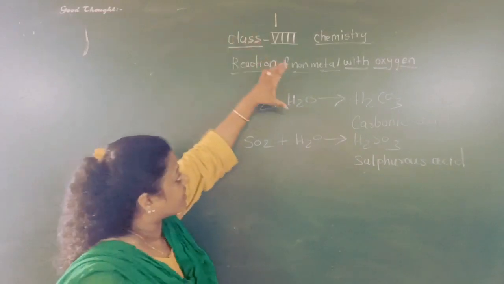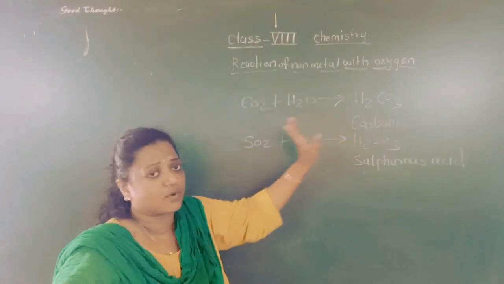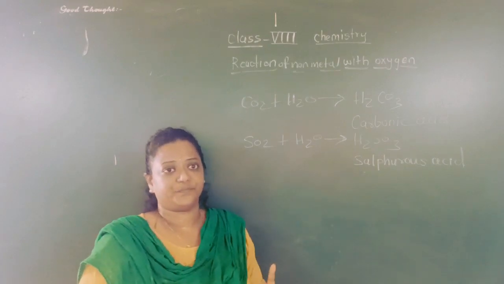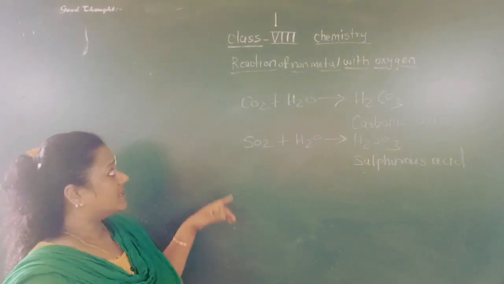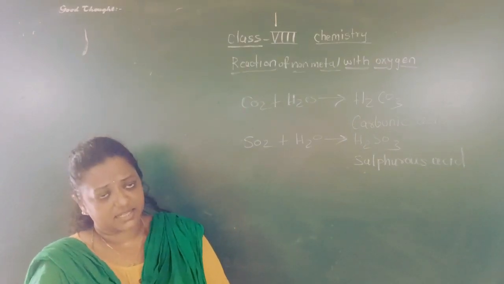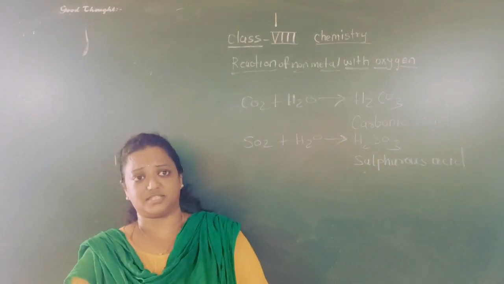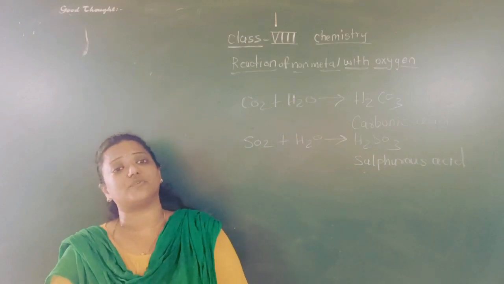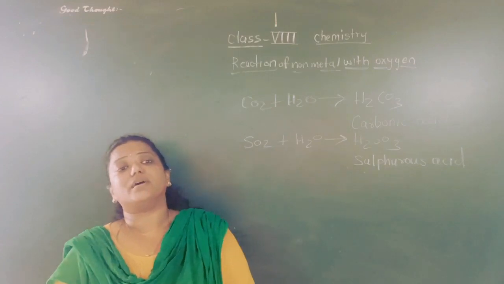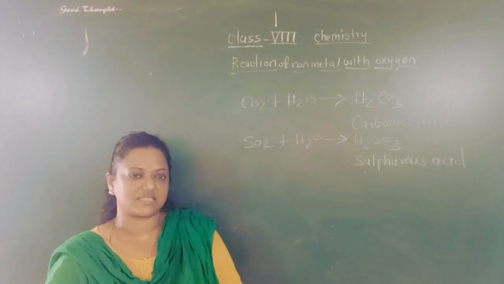So when non-metallic oxide reacts with water, it forms an acid. CO2 plus H2O forms carbonic acid. SO2 plus H2O forms sulfurous acid. Understood, students? So this is all about the reaction of metal with oxygen, and what happens when non-metal reacts with oxygen. Metal reacts with oxygen to form oxides that are basic in nature, and when non-metal reacts with oxygen, they form acids. Understood? So this is very important.